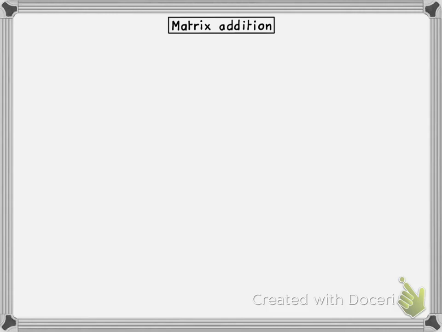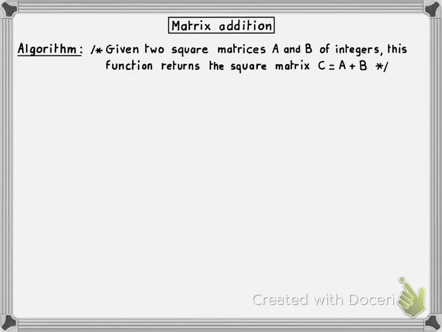So, here is a description of an algorithm to solve this problem. Given two square matrices as input, A and B, it is not stated here, but they must have the same size. The function returns another square matrix C that is the sum of A plus B as we just defined. So let's write down the pseudocode for this algorithm.